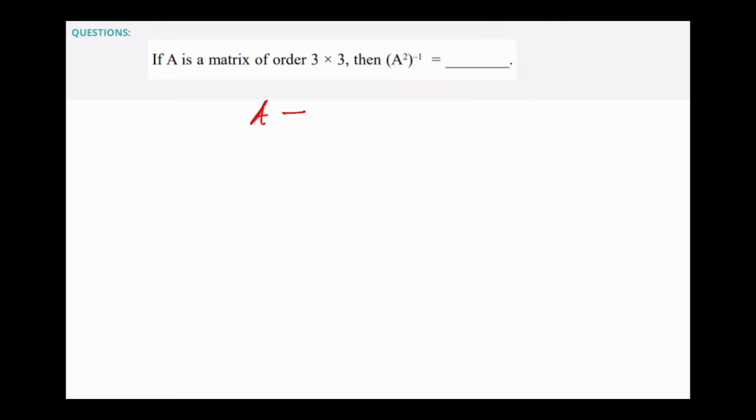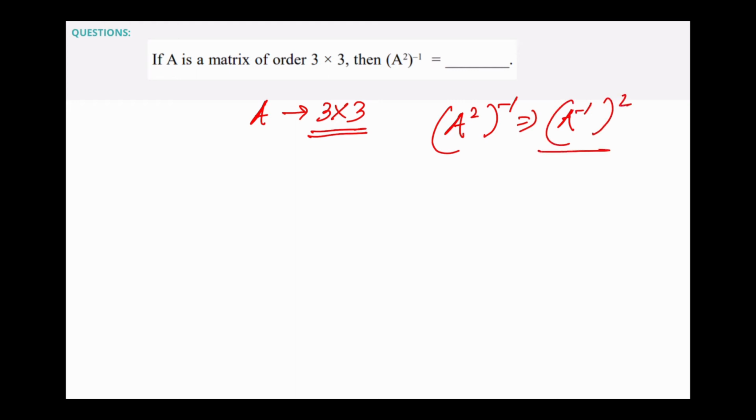Now if a matrix is of order 3 cross 3, we have to find the square. A square inverse will be equal to what? We already know A square inverse is the same thing as A inverse square, correct. So nothing more than that we can do here, correct?